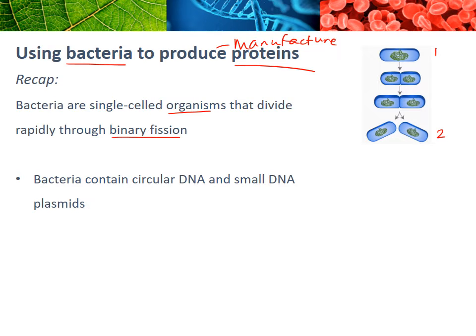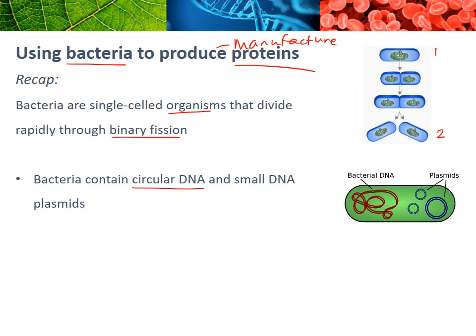Inside bacteria, they have their normal bacterial DNA, their circular DNA, as well as these smaller pieces of DNA called plasmids. So if this is a bacteria here, this is the circular chromosome that the bacteria has. And then they have these other bits of DNA called plasmids. We're going to look at these quite a lot today.